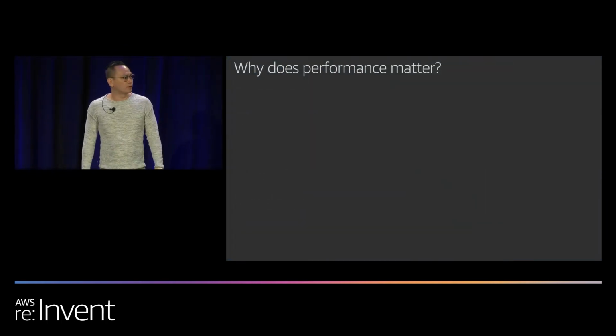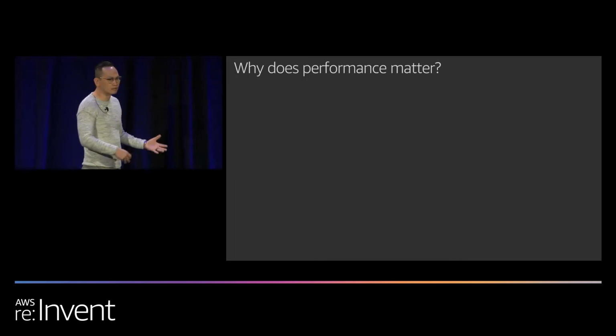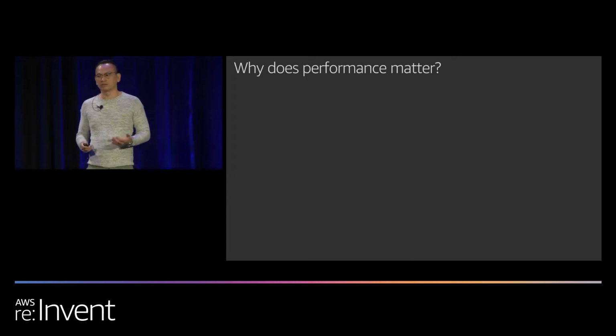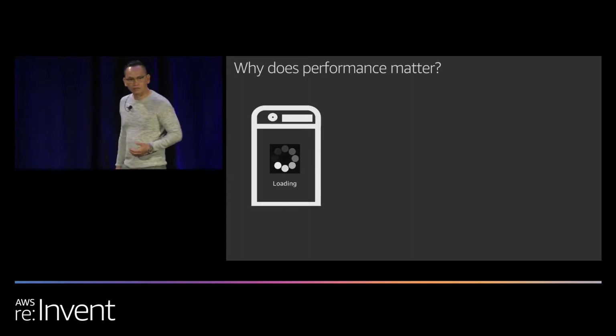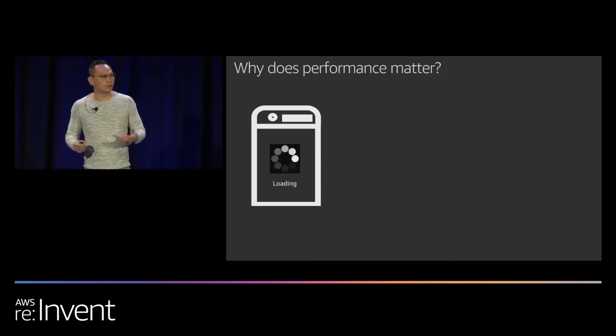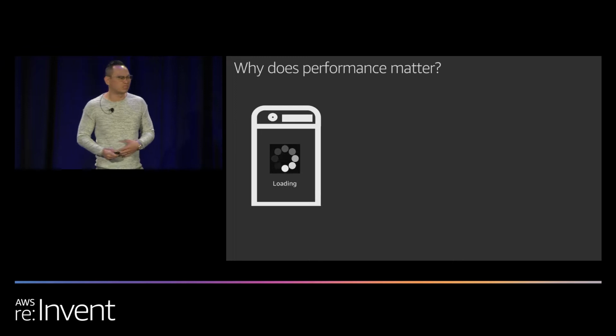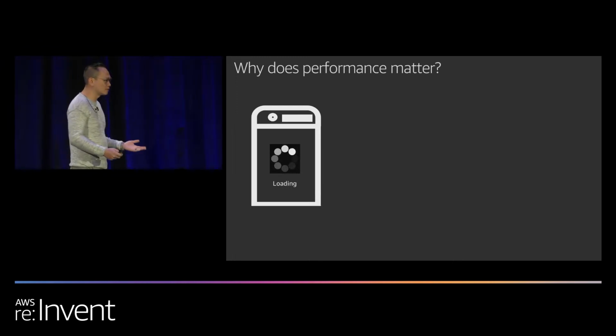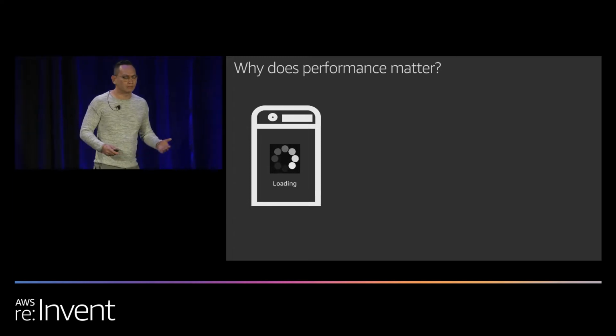Okay, so this session's called Optimizing for Performance in Amazon CloudFront, but let's take a step back a little bit and set some context. Why does performance matter, and what are we hearing from our customers? Well, the first example I have here is a web page that's taking a long time to load. We know on average a web page visitor will wait about 2 seconds for a page to load before they move on. And if your business depends on this website, it's not good.